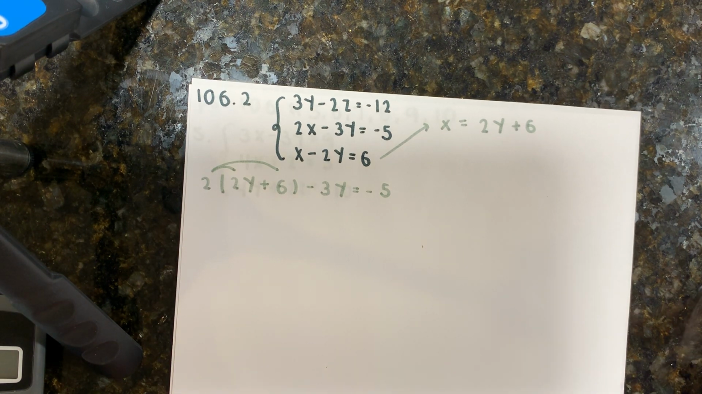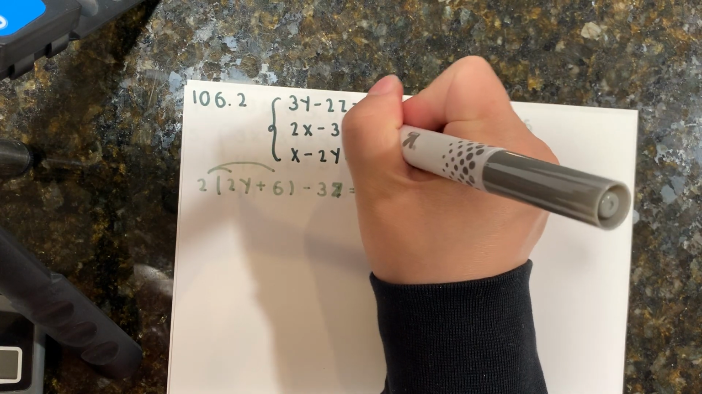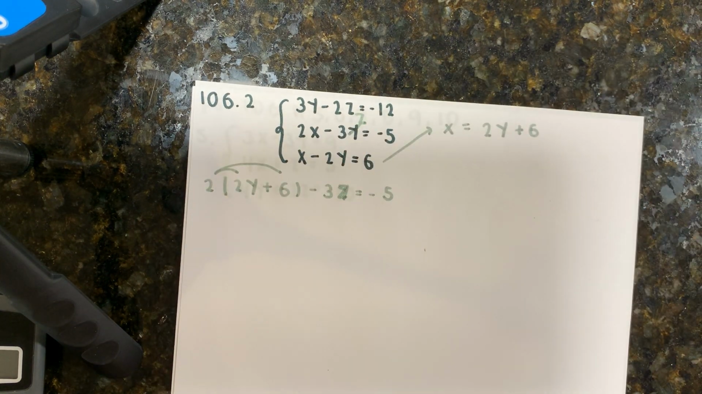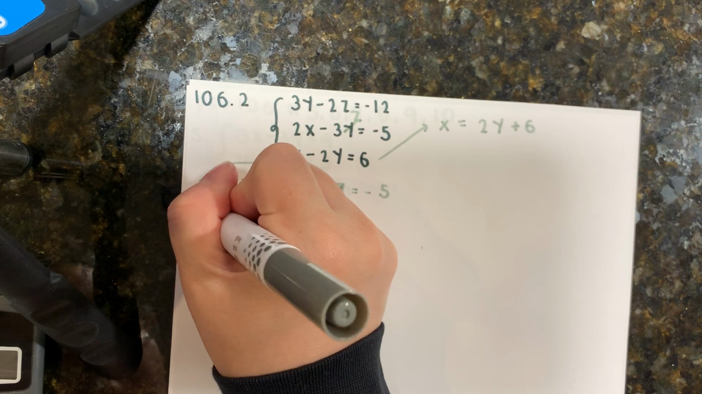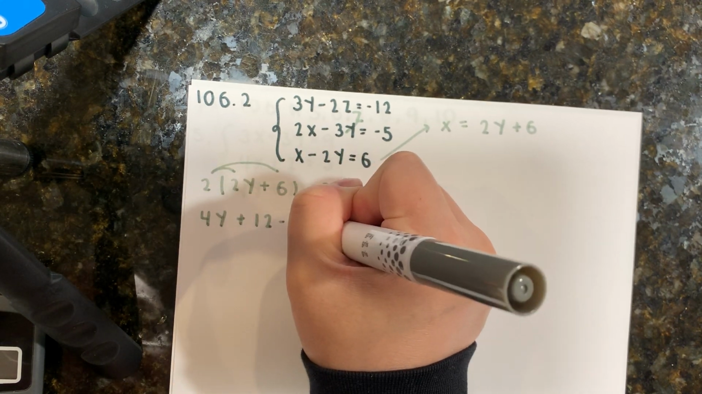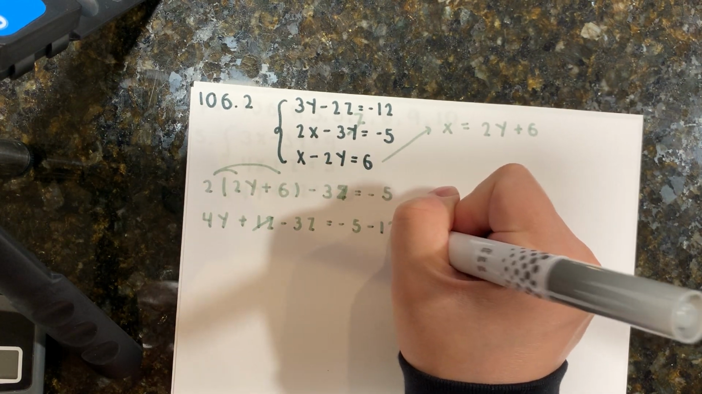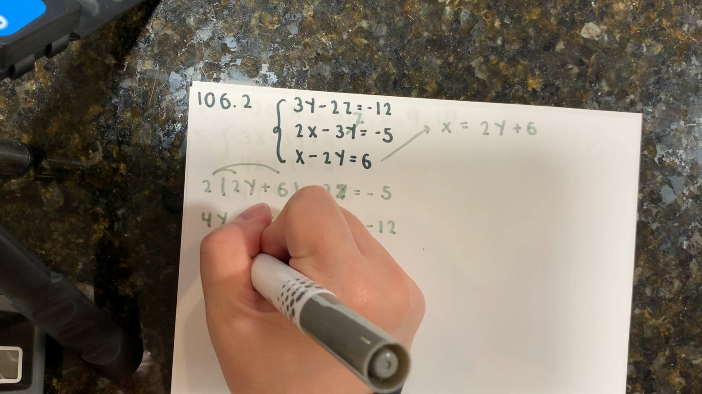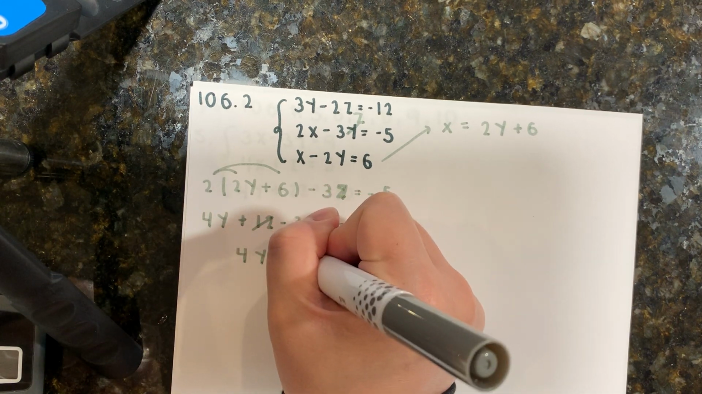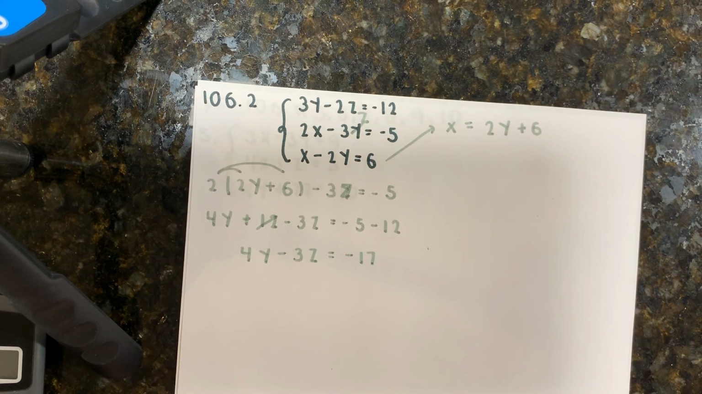Wait, I might have written that wrong. x minus, yeah, that should be 3z, sorry. My bad, that should be a z. So that would be 4y plus 12 minus 3z equals negative 5. I'm going to move the 12 to the other side. So I have 4y minus 3z equals negative 17.